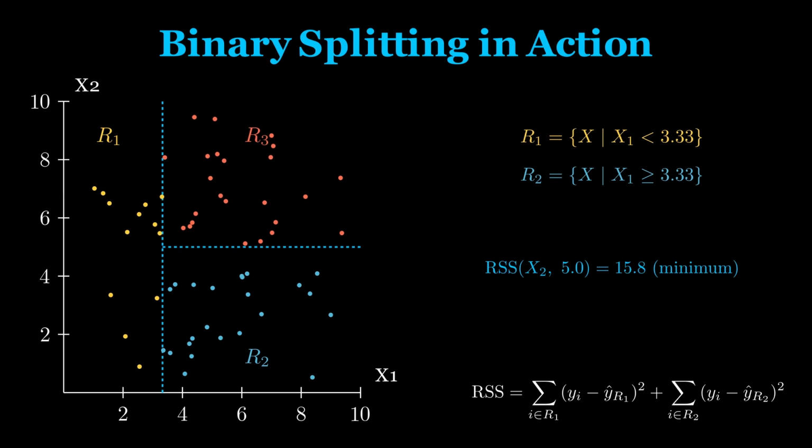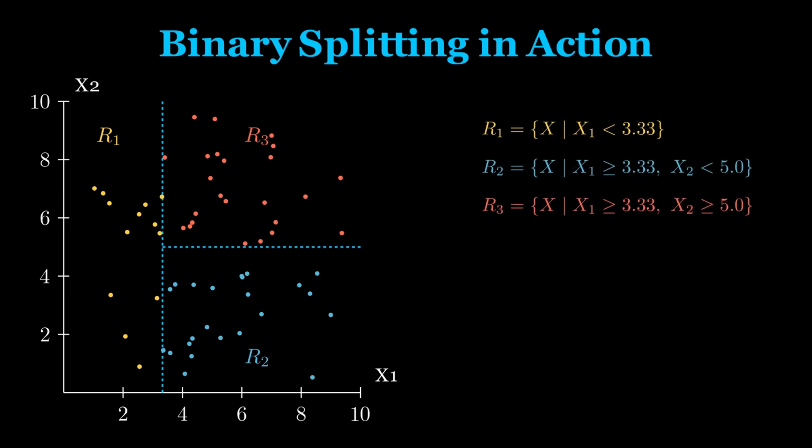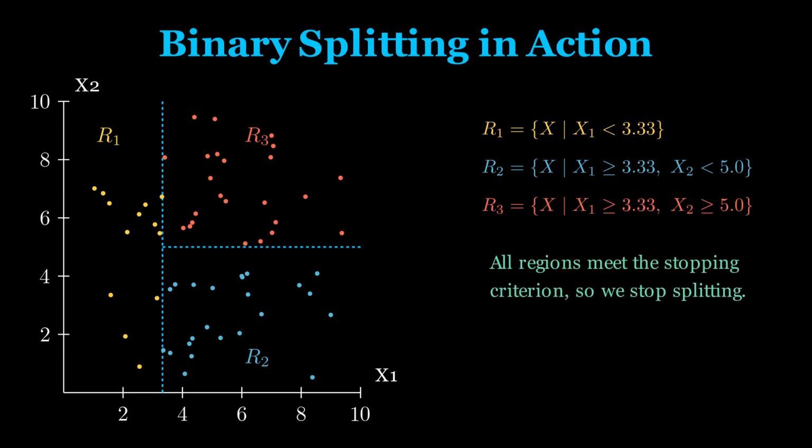Now we have three regions, R1, where x1 is less than 3.33, R2, where x1 is at least 3.33 and x2 is less than 5.0, and R3, where x1 is at least 3.33 and x2 is at least 5.0. No further splits are needed since all three regions now meet the stopping criterion of fewer than 50 observations.